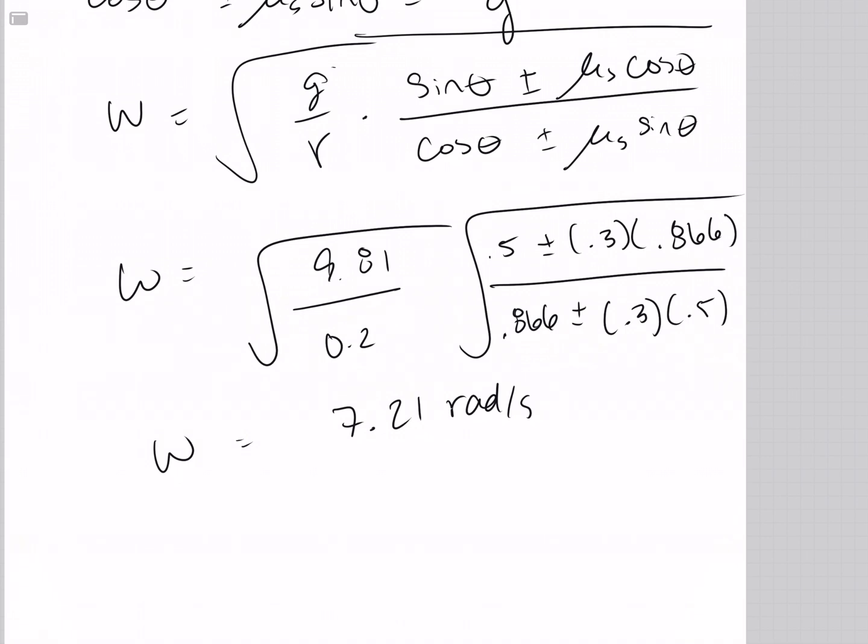Well, 3.41 is the minimum. So if it was to go above 7.21, it would slide up. And if it was to go below 3.41, it would slide down.